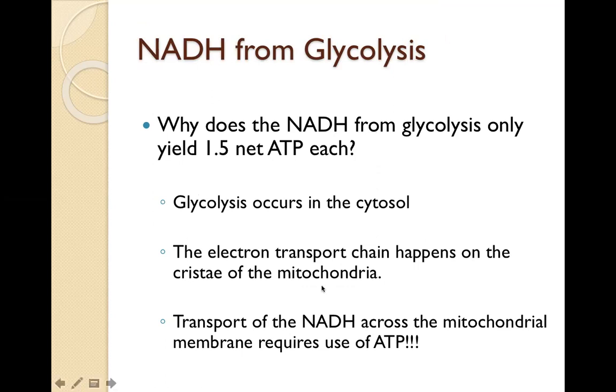And you have to remember where glycolysis occurs. It occurs in the cytosol. And in order to transport this molecule of NADH across the membrane of the mitochondria, it requires ATP. So for each NADH, you have to take away one ATP for transport. And so that's why it's only 1.5 and not 2.5.